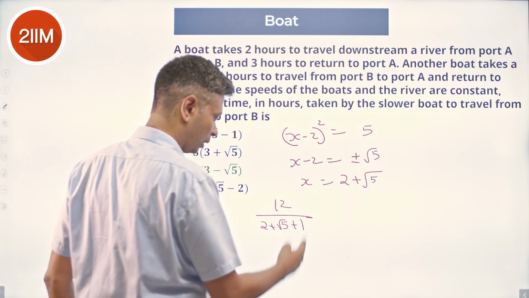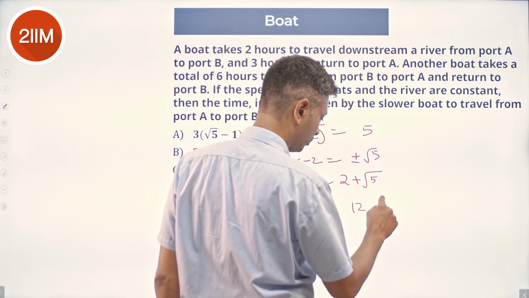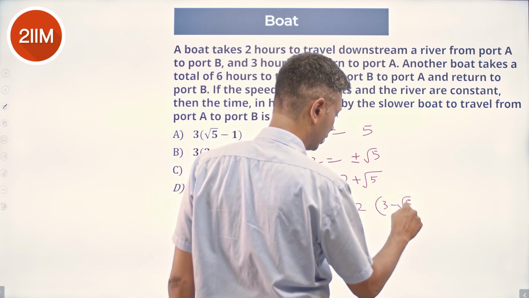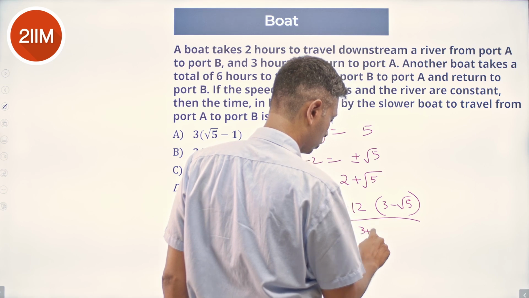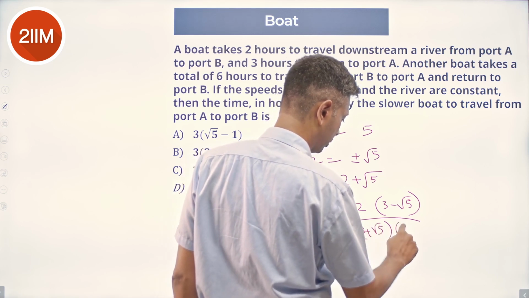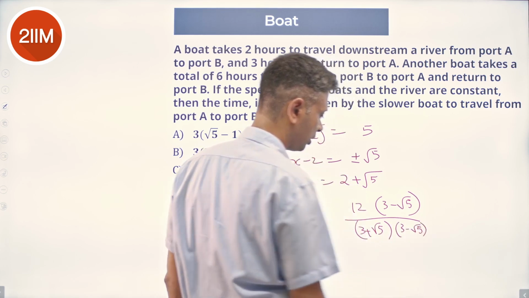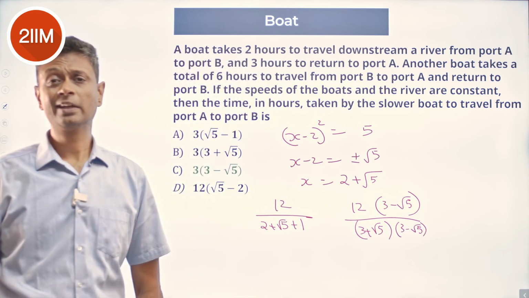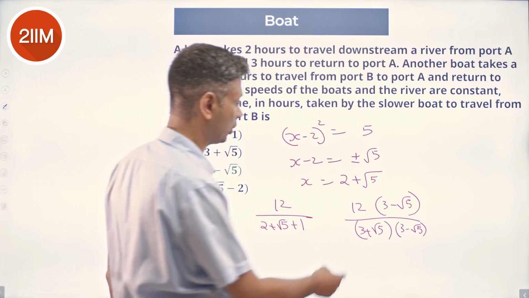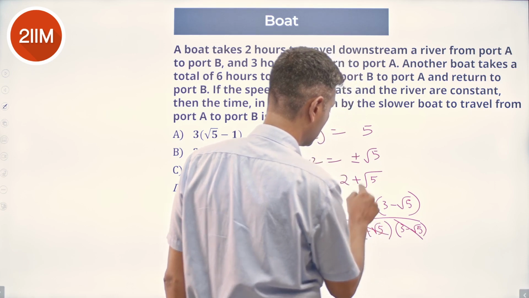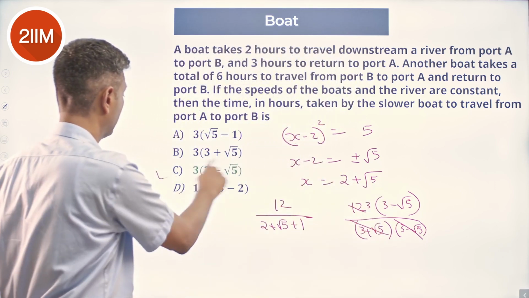Okay, so 12 by 3 plus root 5, 12 into 3 minus root 5 by 3 plus root 5 into 3 minus root 5. 3 plus root 5 into 3 minus root 5 is 9 minus 5, 4. 12 by 4 is 3. 3 times 3 minus root 5 is the answer.